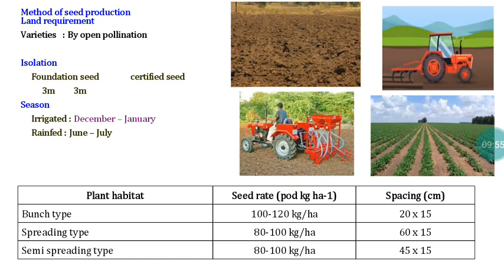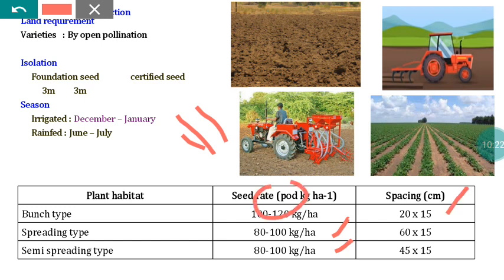So accordingly, the quantum of seed rate needed per hectare also will vary. If it is a spreading or semi-spreading type, the number of plants in the hectare area will be minimum. So accordingly the seed rate is 80 to 100 kg per hectare. Whereas in the bunch type, the plant is erect in nature, so there is less ground coverage, so more plants we can accommodate, and spacing also less. Because of that, here we have to use 100 to 120 kg of pod. This is not kernel, this is the pod requirement to take up cultivation of 1 hectare area. So accordingly the spacing also.